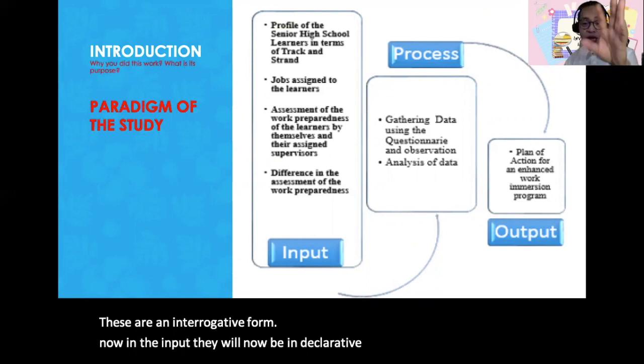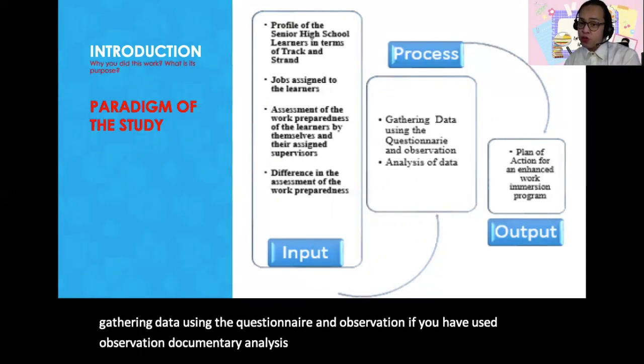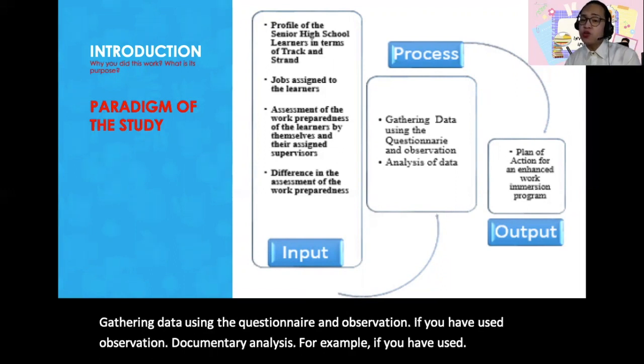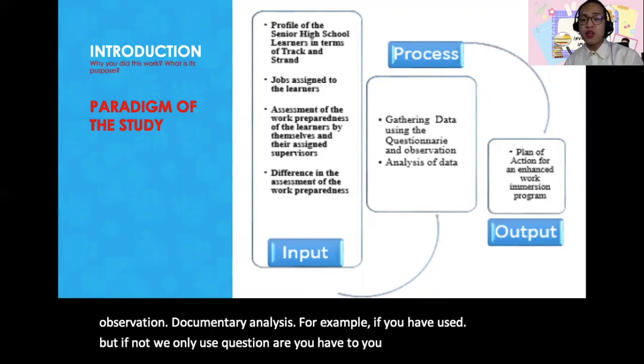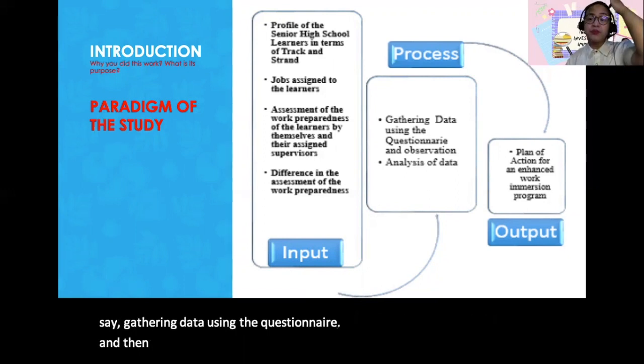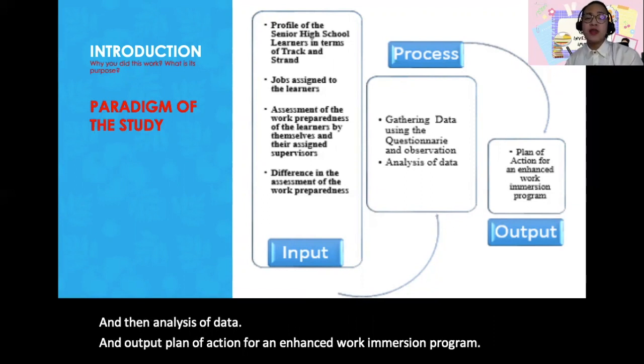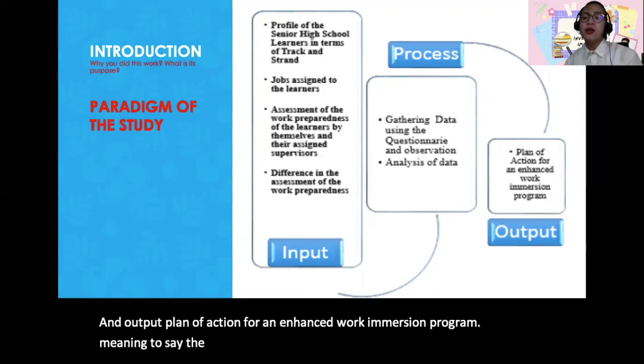And for the process, that is fixed: gathering data using the questionnaire and observation, if you have used observation, documentary analysis, for example, if you have used it. But if not, if you only use the questionnaire, you only have to say gathering data using the questionnaire, and then analysis of data. And output, plan of action for an enhanced work immersion program. Meaning to say, the researchers would make an enhanced work immersion program.